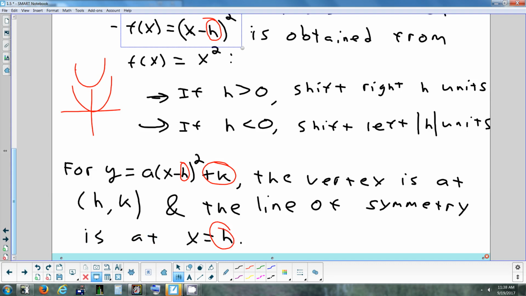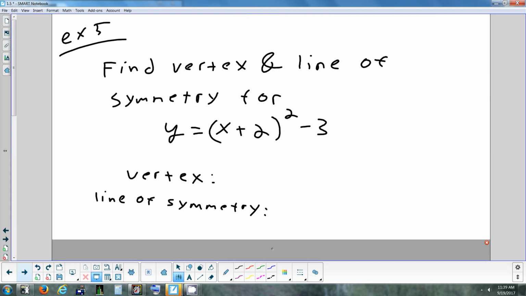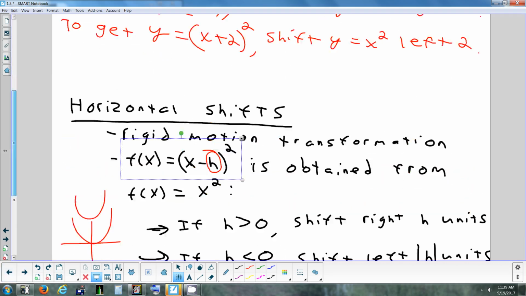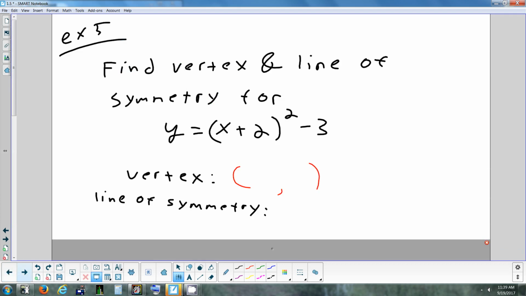So the next one, I'm going to give you a problem, and I'm going to ask you to tell me where the vertex and line of symmetry are. You just have to find the h and the k, and that's it. There's only two numbers you need to use. Okay. So there's the parabola. And the first thing I want to know is the vertex. Yeah, 2, negative 3. Be careful. It has to be written like this. You have to think of it as x minus something. How would you rewrite x plus 2?